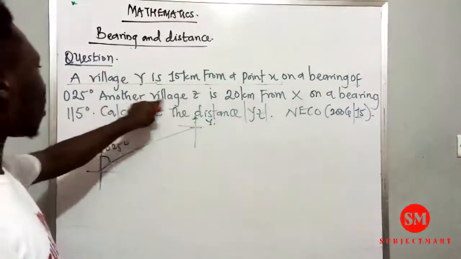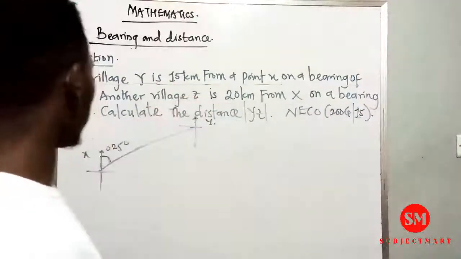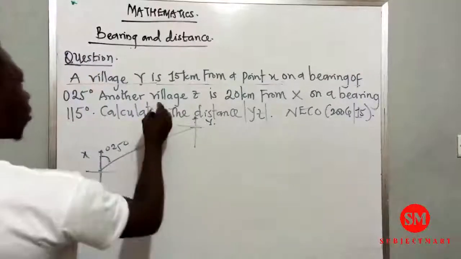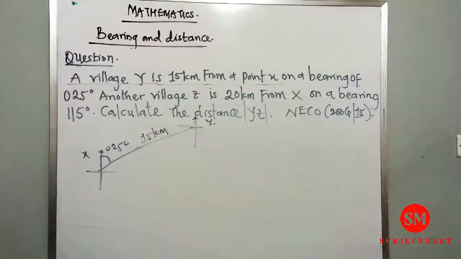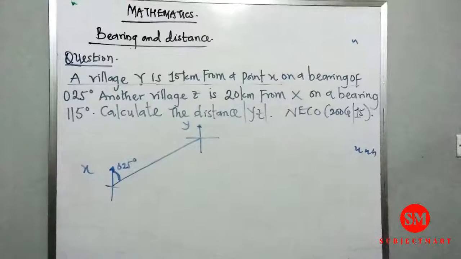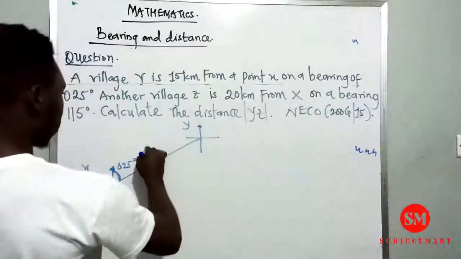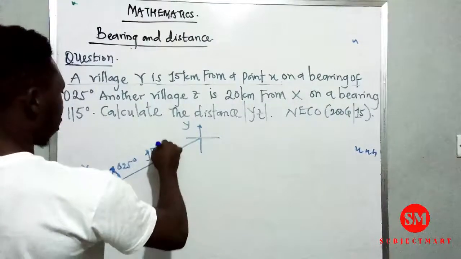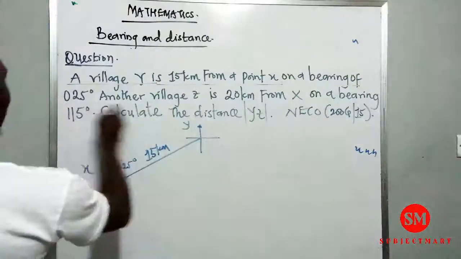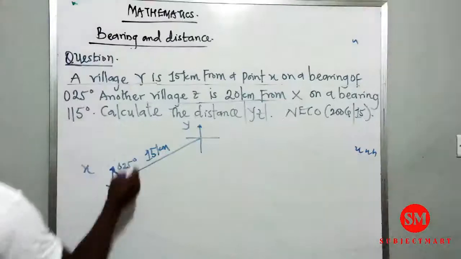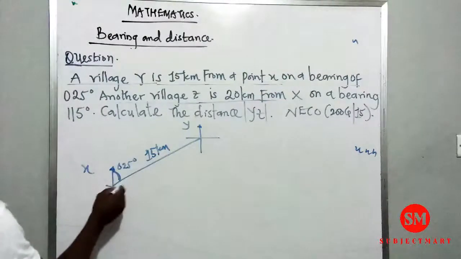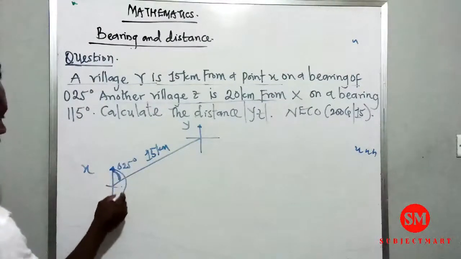they said another village Z is 20 kilometers from X. Don't forget, this one is 15 kilometers. So another village, which is 15 kilometers. And they said another village Z is 20 kilometers from X on a bearing of 115. 90, so 115 should be around here.